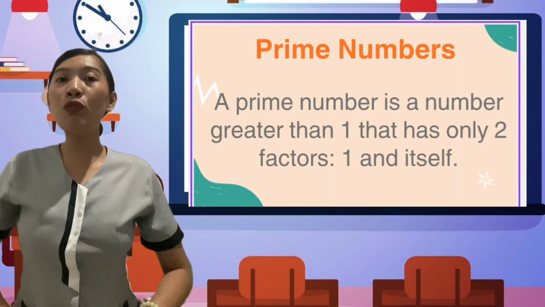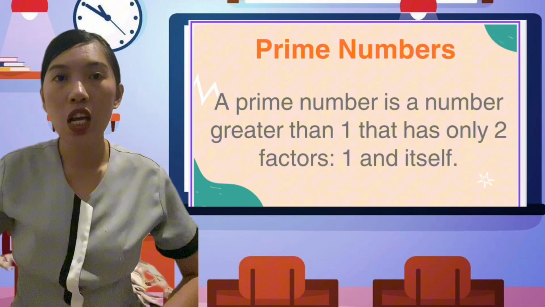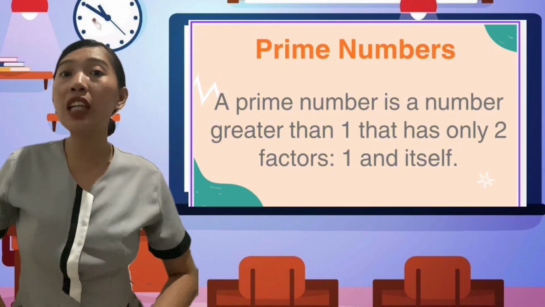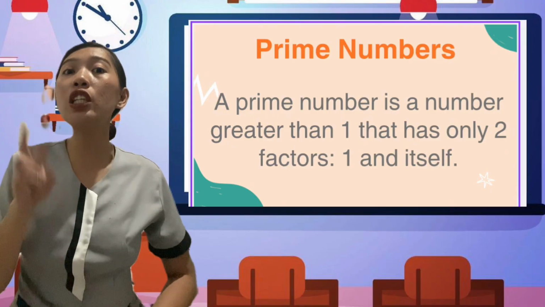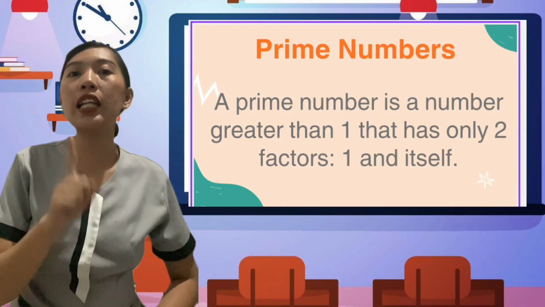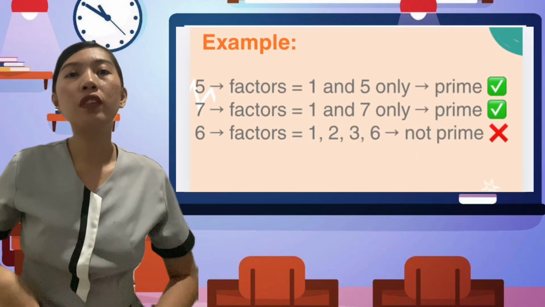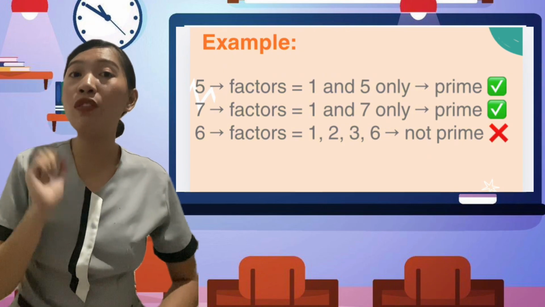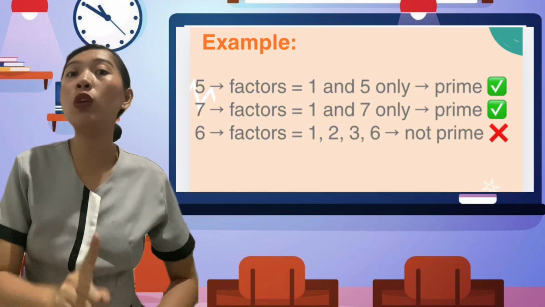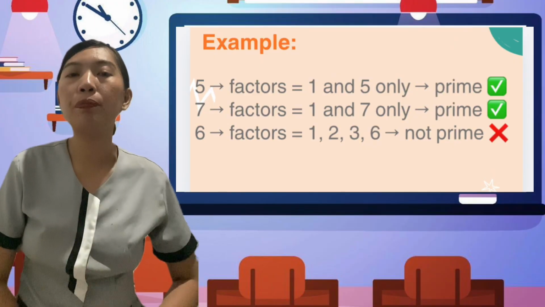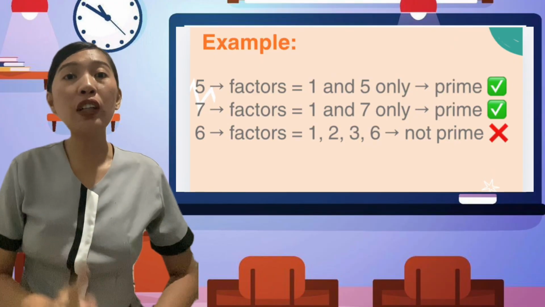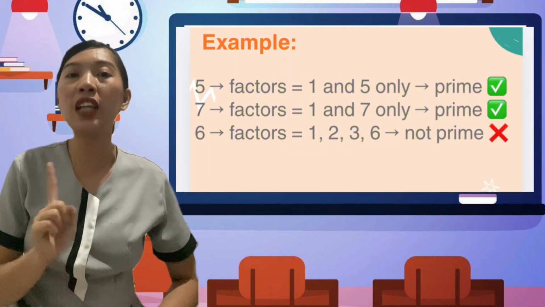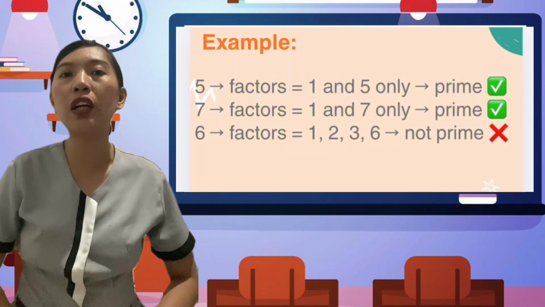Now, let's move on to prime numbers. A prime number is a number greater than 1 that has only 2 factors, 1 and itself. Example, 5. Factors of 5 are 1 and 5 only. So that is what we call a prime number. 7. Factors of 7 are 1 and 7 only. So that is also a prime number.